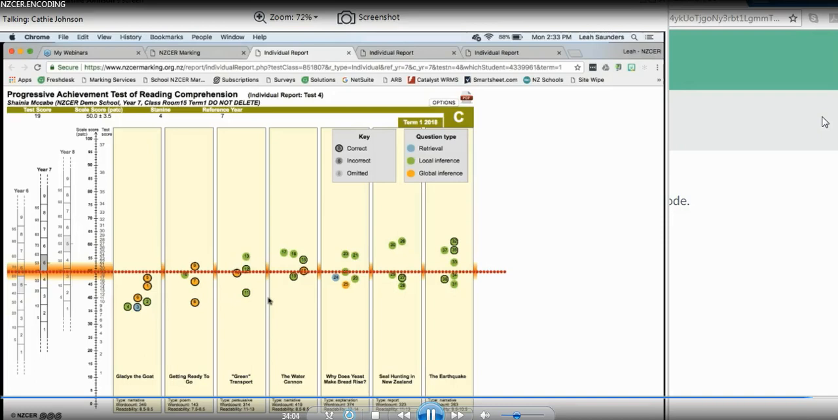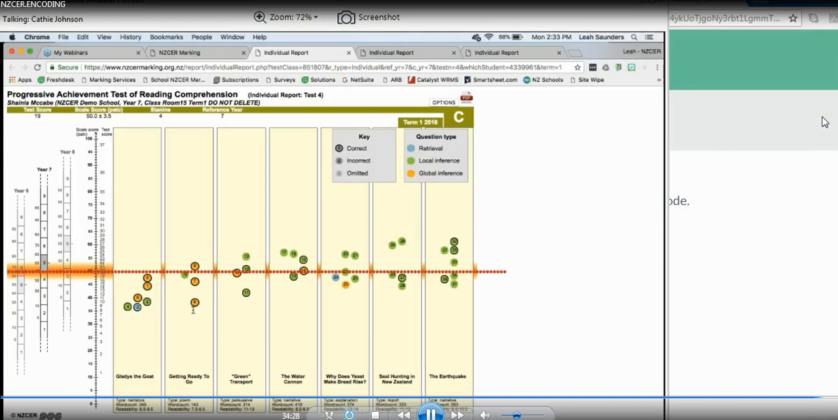Now, this may not be typical data, or it may be in your class, who knows, but usually global inference questions are the harder questions. But I can see that this child, Shania, has actually got a lot of global inference questions right. And this could be typical of a student in your class, who knows. But you could drill down in here if you wanted to. You might want to know about this particular one.